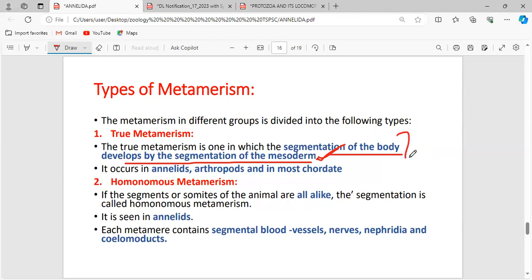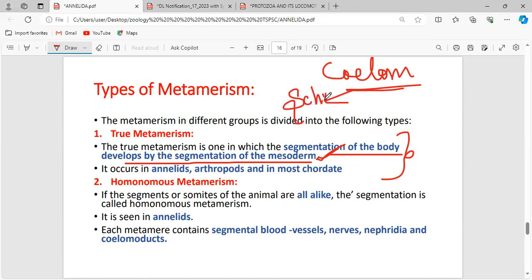The same point will be explained here. Of course, there is a coelom. Coelomate animal means a true body cavity will be present. And the question is how the coelom arises: either by splitting the mesoderm, that is schizocoelomates, or from the digestive tract, that is enterocoelomates. Here, true metamerism is one in which the segmentation of the body develops by the segmentation of the mesoderm. That is schizocoelomate.